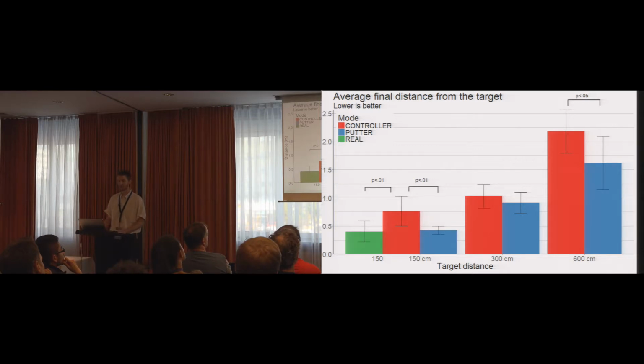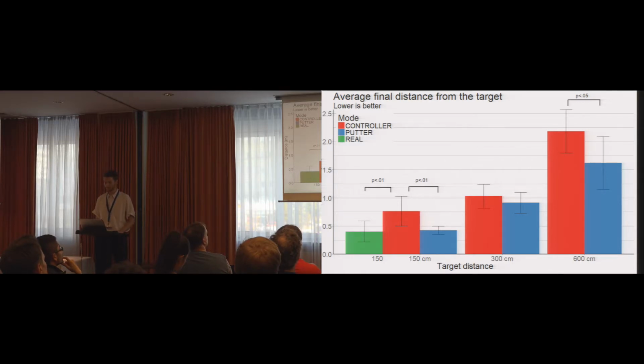So here's that same data in the form of a bar chart, where you can tell the most important thing is that the blue bars are lower than the red bars, which means that the putter condition is more accurate than the controller condition. And significantly so at the 150 centimeter and the 600 centimeter distances. At the 300 centimeter distance, it wasn't significant, and we have a few theories as to why that might be.